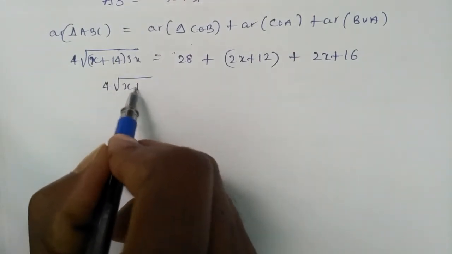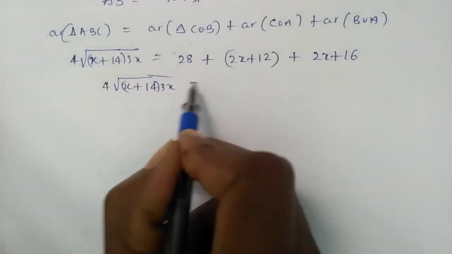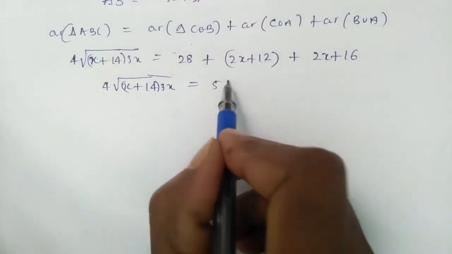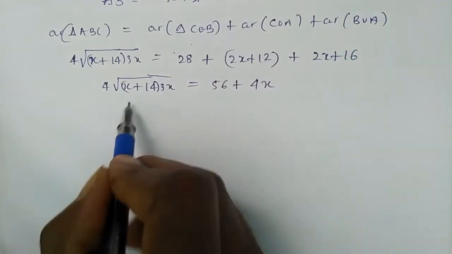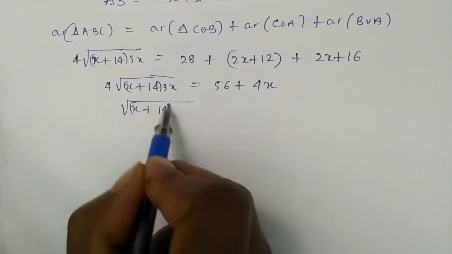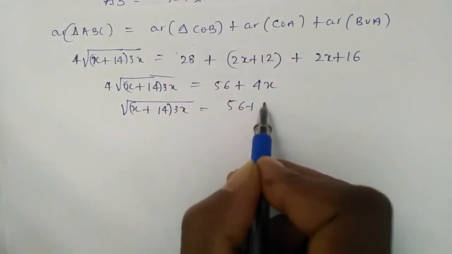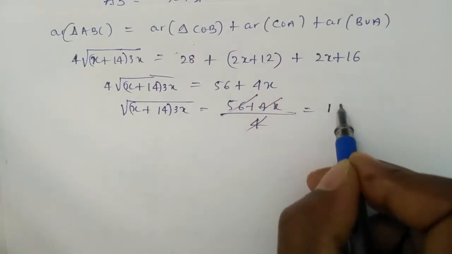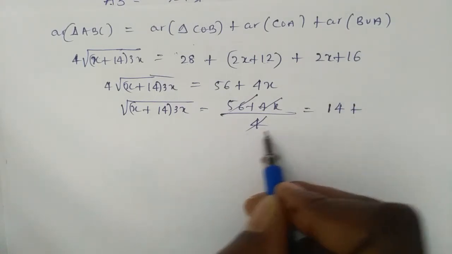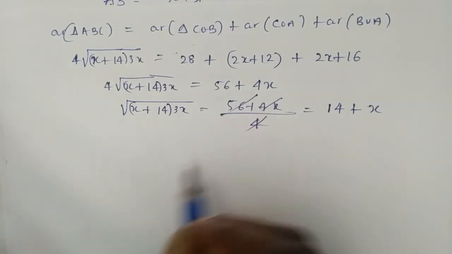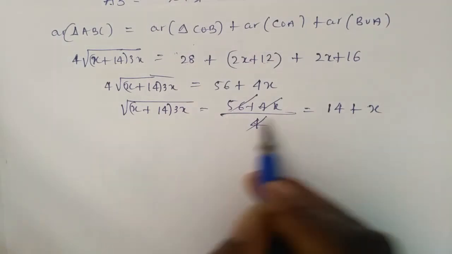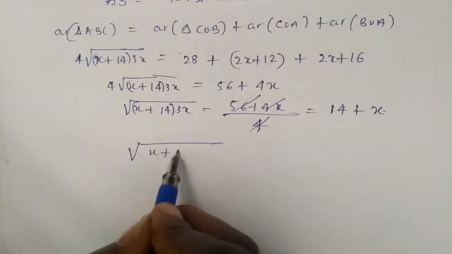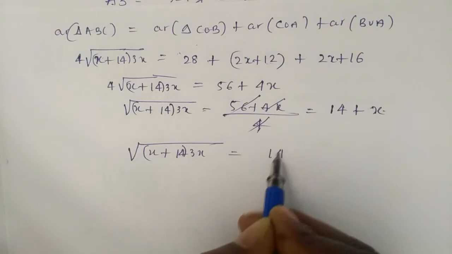Now 4 root of x plus 14 into 3x is equal to 28, 12 and 16, all three added: 28 plus 28 is 56, plus 2x plus 2x, 4x. Root of x plus 14 into 3x is equal to 56 plus 4x, all divided by 4, shifting the 4 to that side. The 4 cancels: 56 by 4 is 14, and 4x by 4 is x. So the final step is root of x plus 14 into 3x equals 14 plus x.